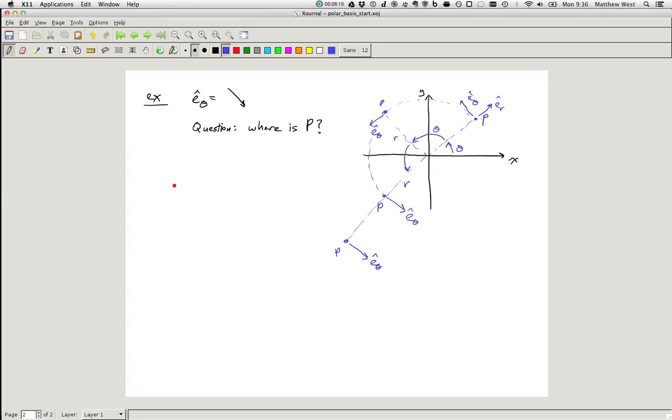So in this case we see that the answer is that P is in the third quadrant, and basically theta is something like 225 degrees, roughly speaking, depending on exactly what angle that is. But we don't know exactly what the radius is, how far away from the origin we are. e_theta hat doesn't tell us anything about that.